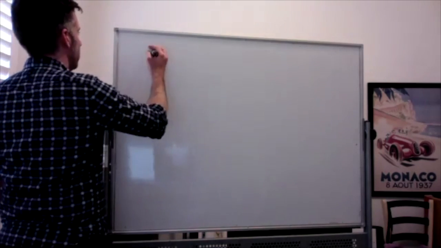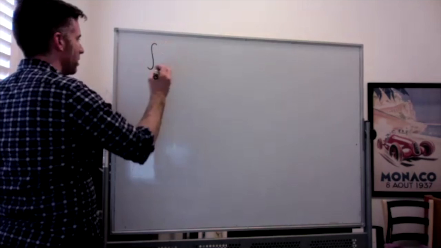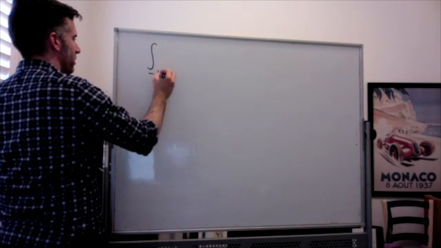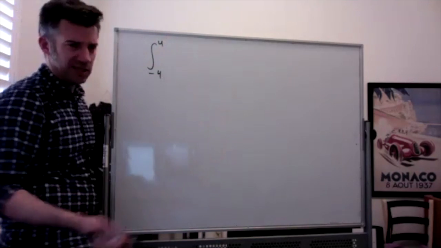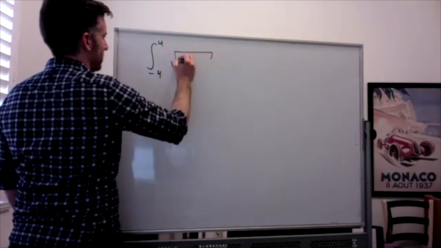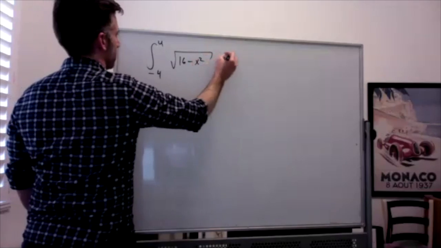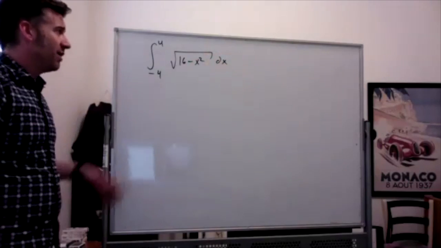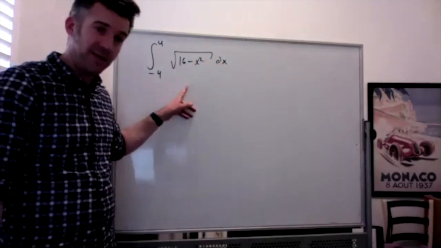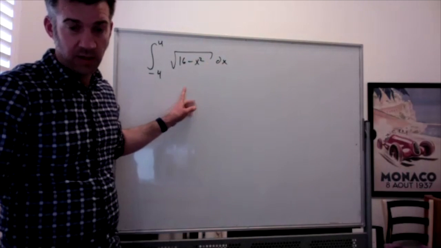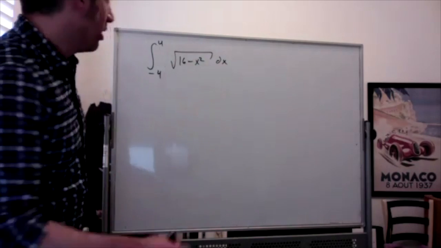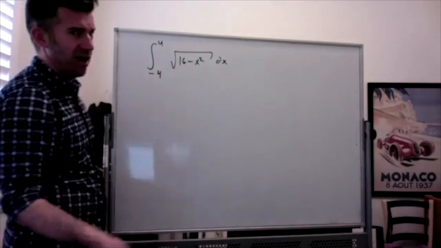For example, I want to find the integral from -4 to 4 of, I'll start easy, the square root of 16 minus x squared. Can we integrate this? Can we anti-differentiate this? Not yet. Will we be able to eventually? Yes, we totally can, but not yet. We need trig substitution. But I want to find the area under this curve. Well, I know how to.